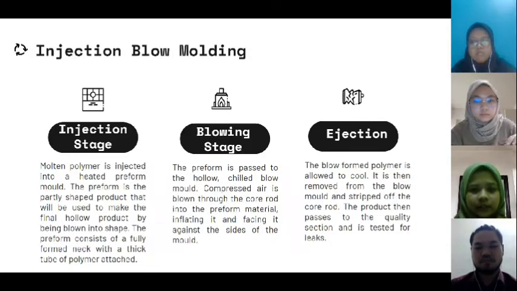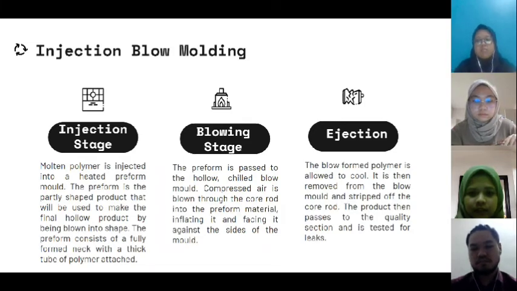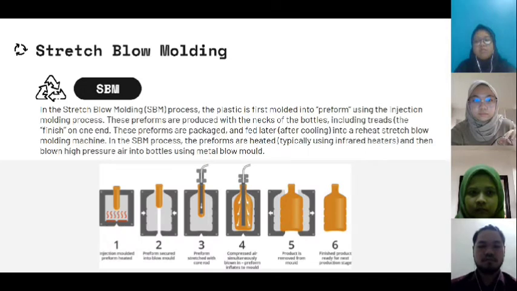Blowing stage: the preform is passed to the hollow, chilled blow mold. Compressed air is blown through the core rod into the preform material, inflating it and forcing it against the side of the mold. Ejection: the blown polymer is allowed to cool. It is then removed from the blow mold and stripped of the core rod. The product then passes to the quality section and is tested for leaks.